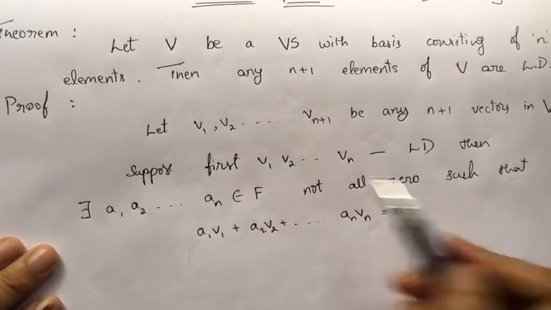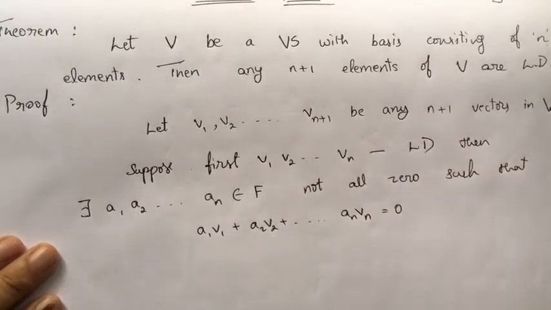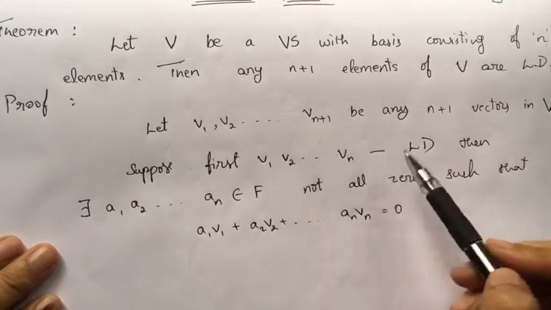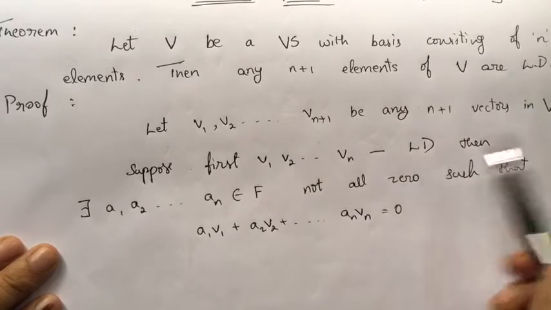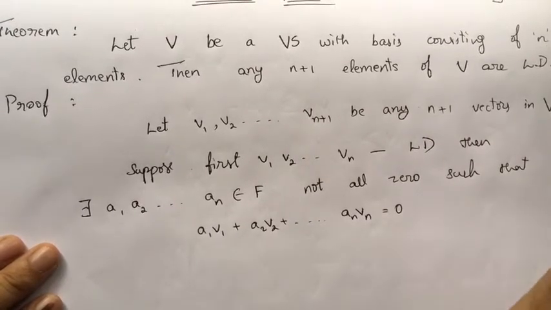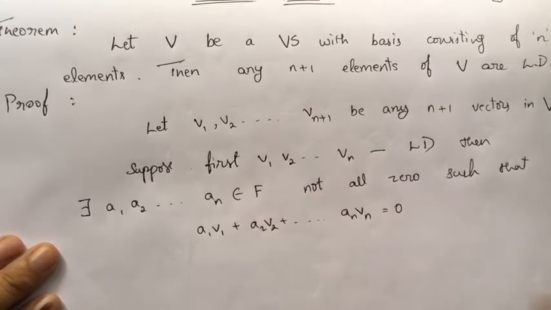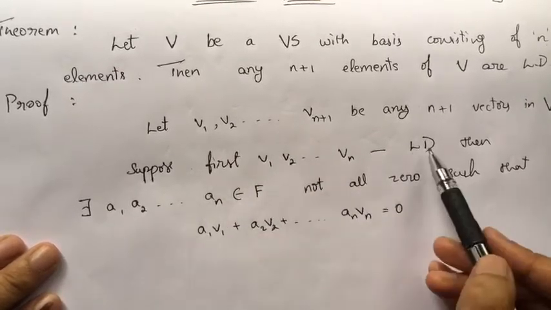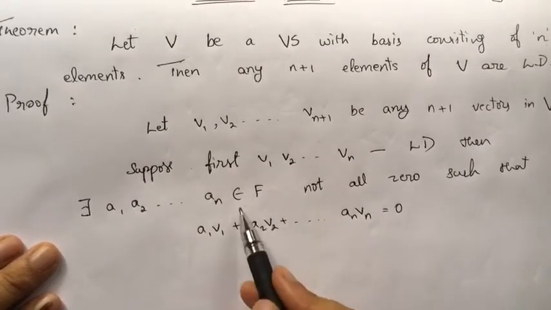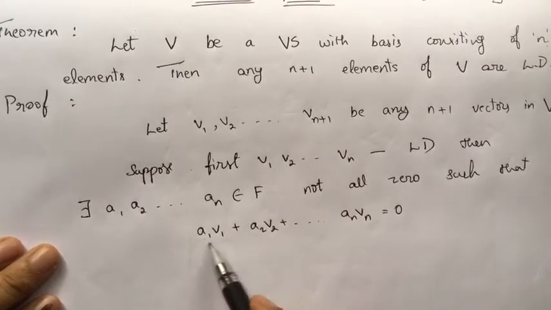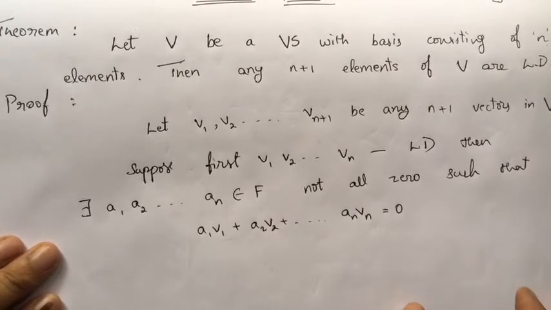I'm considering the first n elements as linearly dependent, and I want to prove that when I take n plus 1 elements, then the whole set becomes linearly dependent. That I have to show. So I'm taking the first n elements as linearly dependent. When they are linearly dependent, there exist some scalars such that this is the relation, where not all ai's are equal to 0.